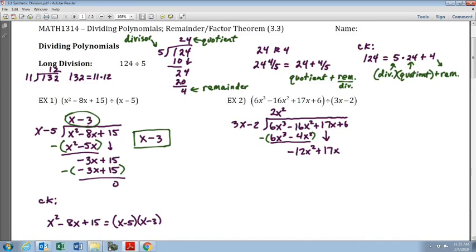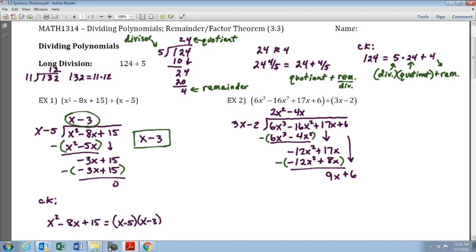And so now we do it again. What times 3x is going to give us negative 12x? That's going to be negative 4x. And then multiply negative 4x times our divisor, 3x minus 2. So we get negative 12x squared, and negative 2 times negative 4x gives us the plus 8x. We'll subtract that from what's above. So a negative 12x squared minus a negative, so that would be plus positive 12x squared. That's 0. And 17x minus 8x is 9x. And then we've got one more number to bring down, and we'll do it one last time.